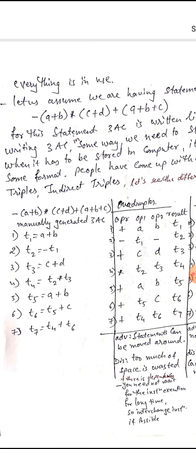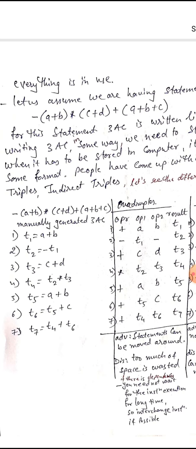So step by step, in the second statement the operator is minus, so minus is written inside the operator column, and there is only one operand, that is t1. So t1 is written there in operand 1. The second operand is not present, so dash, and then you are storing it into t2, right? Likewise the third statement, there is plus, then c d, and then it is stored into t3. Then there is star, then t2, t3, and then stored into t4. In the fifth statement, there is plus, then a, b, and then it is stored into t5. In the sixth statement, there is plus operator, t5 and c, and then it is stored into t6, right? Likewise seventh, plus, then t4, t6, and then into t7.